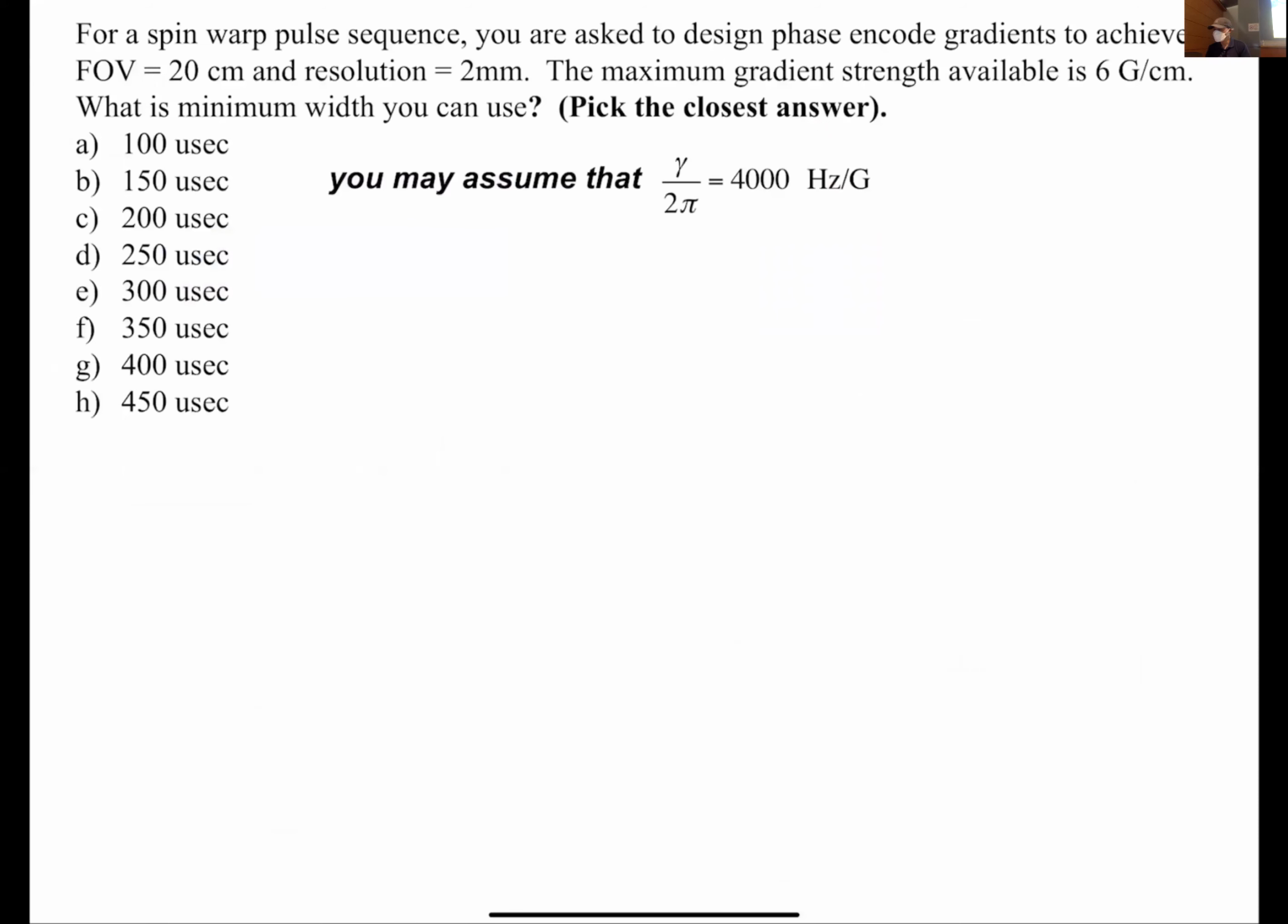Okay, so for a spin warp full sequence, you're asked to design phase encode gradients to achieve FOV equals 20 centimeters and resolution equals 2 millimeters. The maximum gradient strength available is 6 Gauss per centimeter. What is the minimum width you can use? I think it's actually worth doing this problem, because it's a different design task where you're asked for a minimum time to use given a maximum gradient. So go ahead and do that.